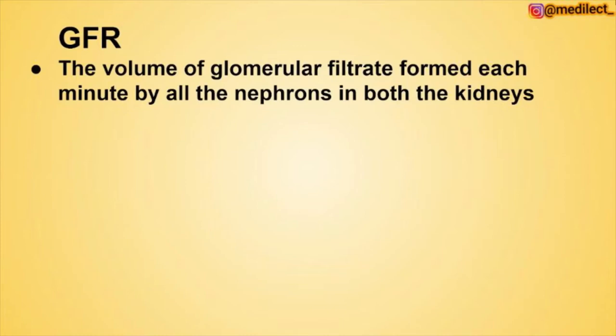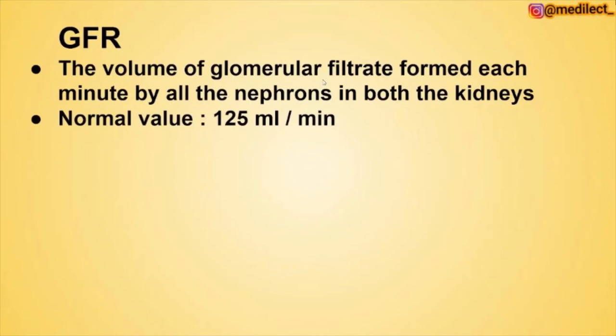Now the GFR, glomerular filtration rate. It is the volume of the glomerular filtrate formed each minute by all the nephrons in both the kidneys. This definition is very easy, plus it is very important, commonly asked in one or two markers in the exam. What is GFR? Okay. The next is the normal value of the GFR, that is 125 milliliter per minute. It is the GFR normal range.